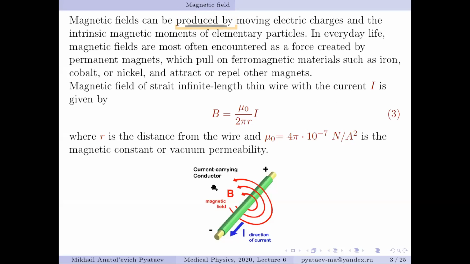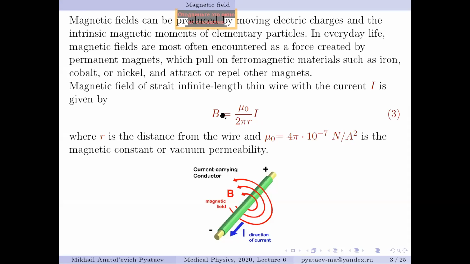So the magnetic field of a straight wire is directed tangential to the circles with the center on the axis of the wire and the plane perpendicular to the wire. So it is shown on this picture. And the absolute value of the magnetic field is given by equation 3. This is valid for an infinite straight thin wire.